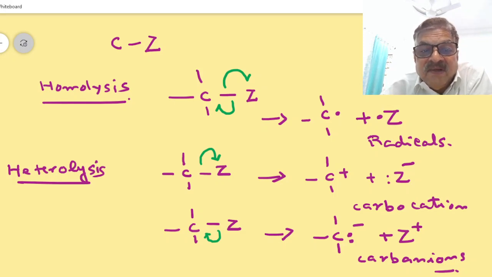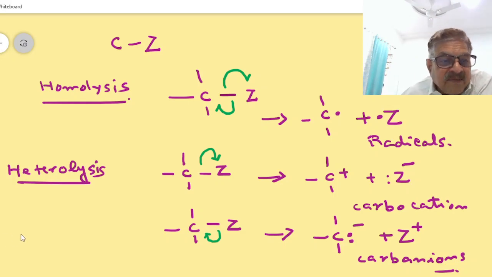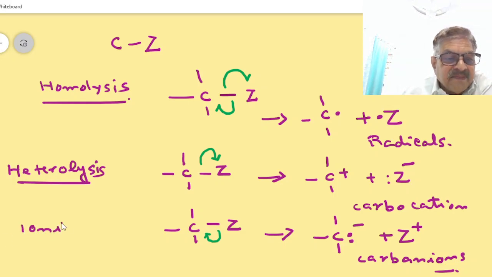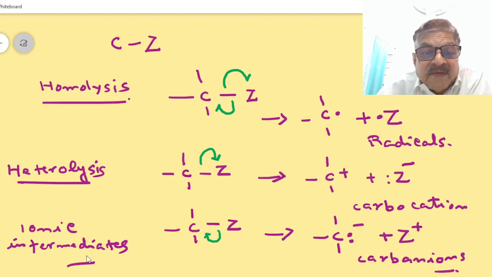Now, in the case of heterolysis, the bond can break either way depending upon the difference in electronegativities. We know that. And we'll be getting ionic intermediates here, that is, charged intermediates. So in heterolysis, the electron displacement is shown with a full-headed curved arrow here.